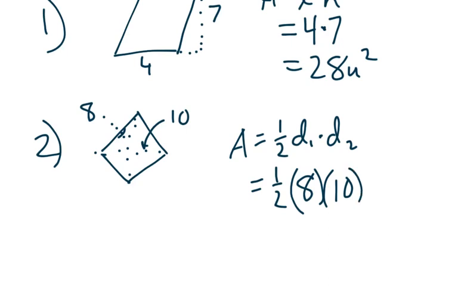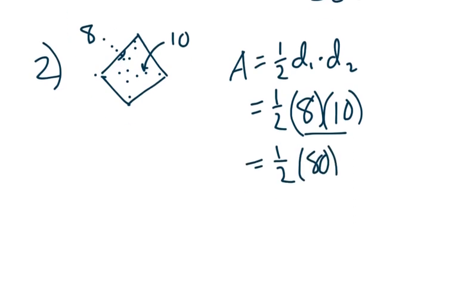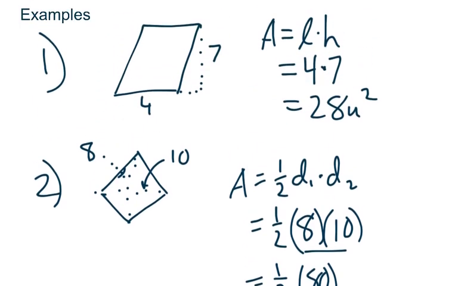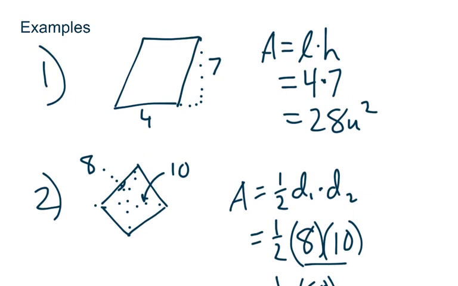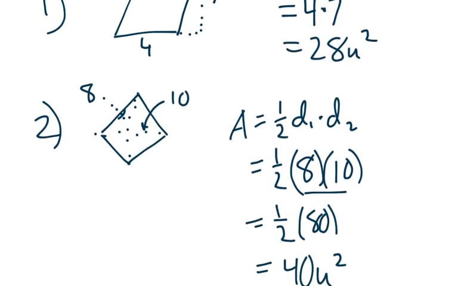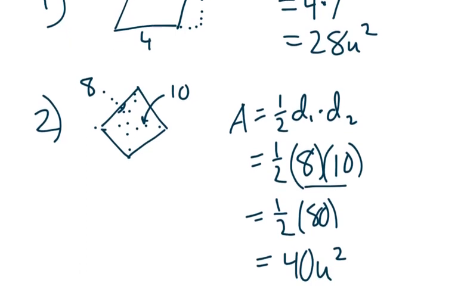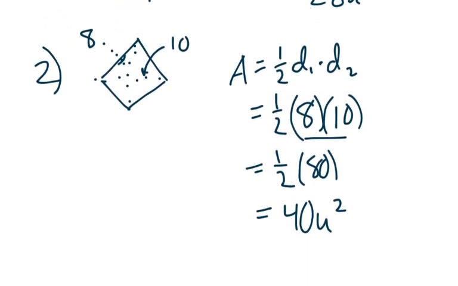I like using parentheses to help show how all this comes together. I think that's really useful. And then I like to multiply my numbers first. So I'll have 1/2 times 80, which becomes 40 units squared. And there we go. I'm assuming you know how to find the area of a rectangle or of a square. But anyways, these are the two new shapes that we're going over here, and that's how you find their areas. Now, these are just half the problems we're going to see.